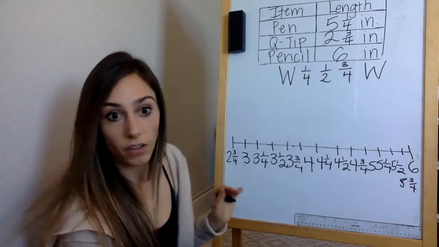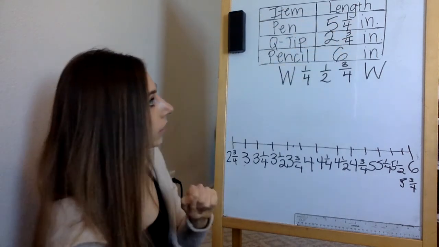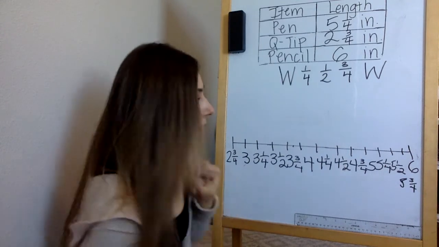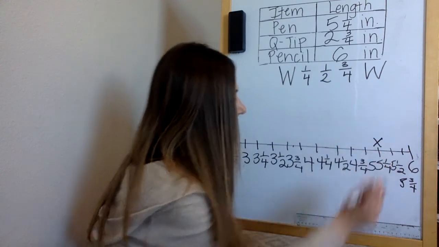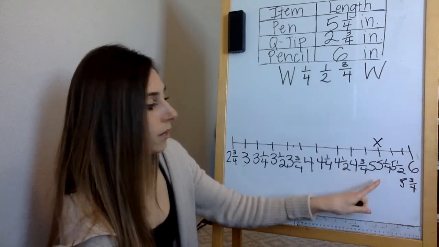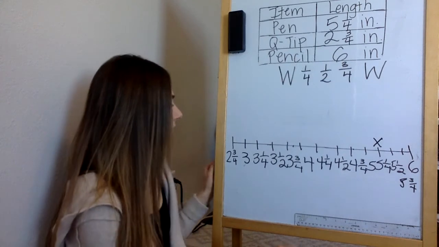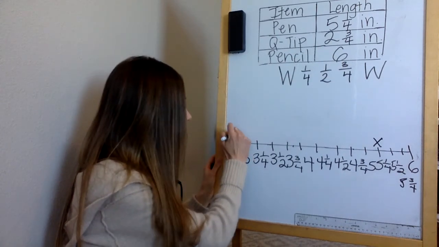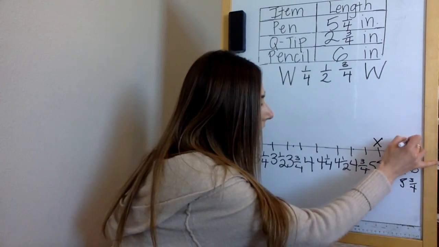We can go ahead and plot right now. So I'm going to look up at my items and my lengths. I have one length that is 5 1/4 inches. So I'm going to find that on my scale, and I'm going to put an X to represent that one item is 5 1/4 inches. My Q-tip is 2 3/4 inches, my shortest length so far. My pencil is 6 inches, my longest length.